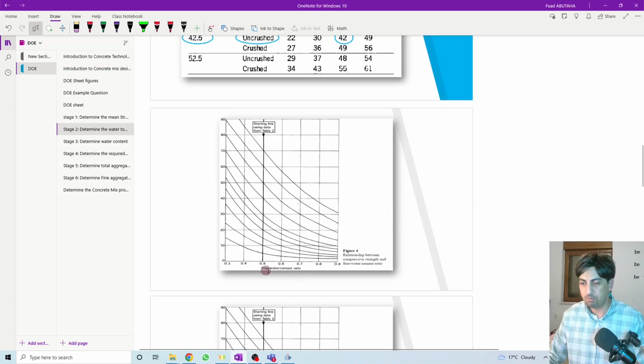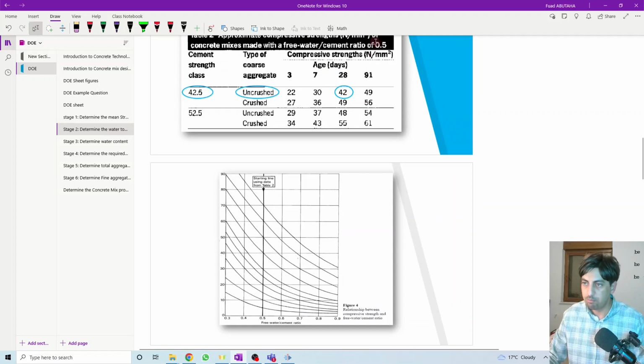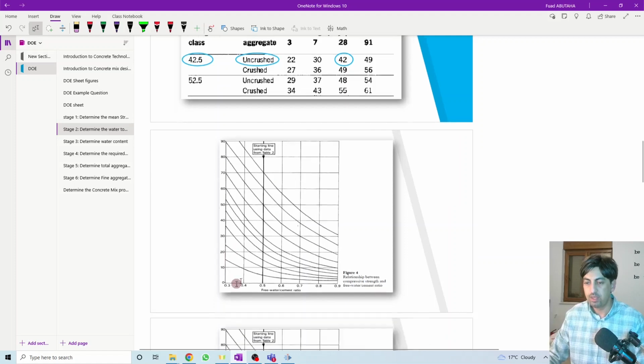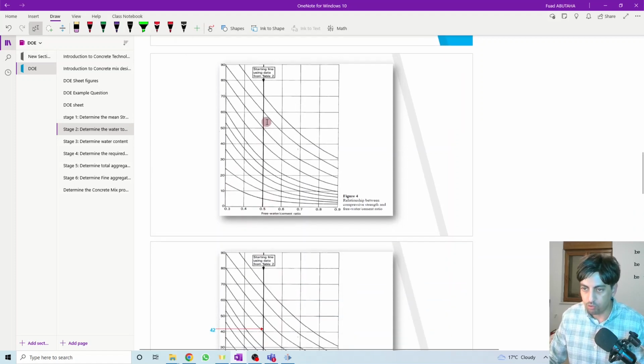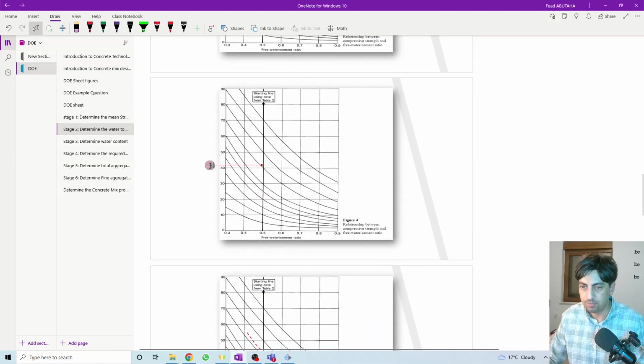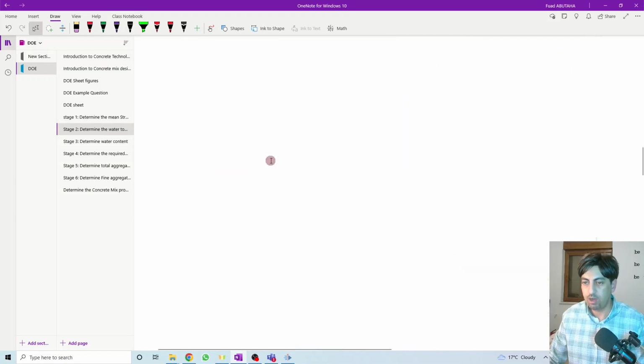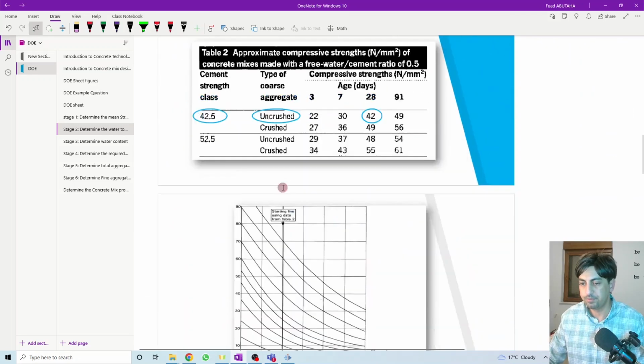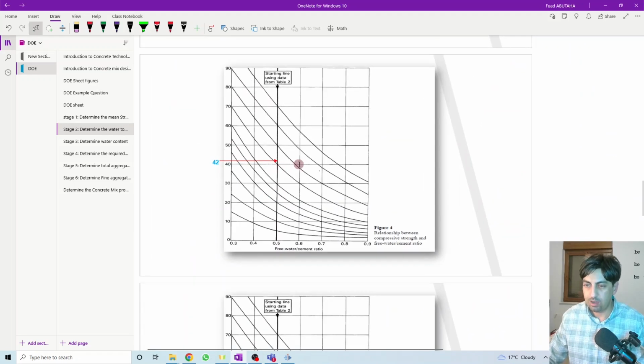This figure is a relationship between the water to cement ratio and the compressive strength. We need to just use this value and apply it here. We need to use 0.5 water cement ratio and compressive strength of 42. So this is the 0.5, you go up and we need to find the 42. Here is the 42 megapascal and here is the water cement ratio, and we get this point.